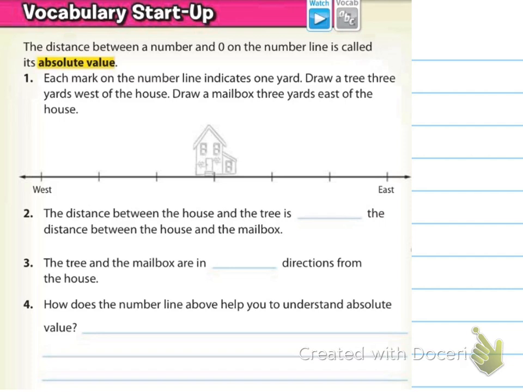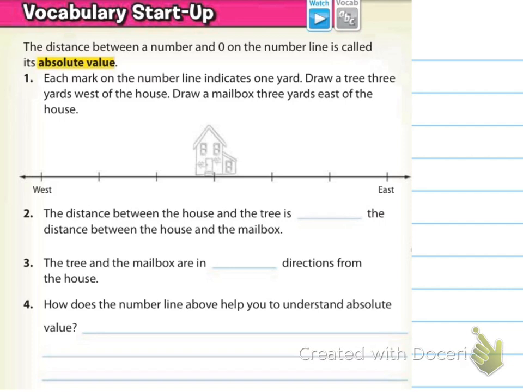Anyway, the vocabulary startup is the distance between a number and 0 on the number line is called its absolute value. So again, the distance between a number and 0 on the number line is called its absolute value.